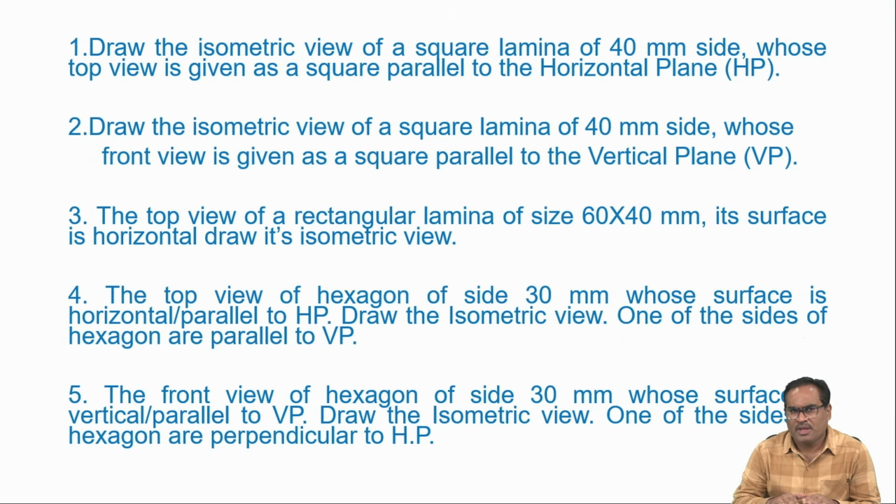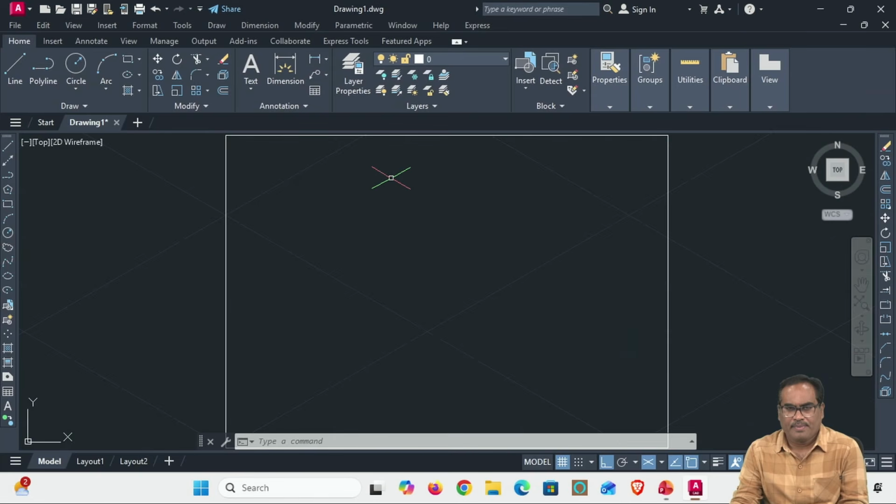So in both cases it is a square lamina of 40 mm side. In one, the top view is given, so the square plane is parallel to the horizontal plane. In the second problem, it is the same square lamina, but the front view is given and the square is parallel to the vertical plane. Based on the front view and top view, parallel to the horizontal and vertical planes, it will change a little bit. I'll show you. Next I will move to the AutoCAD window.